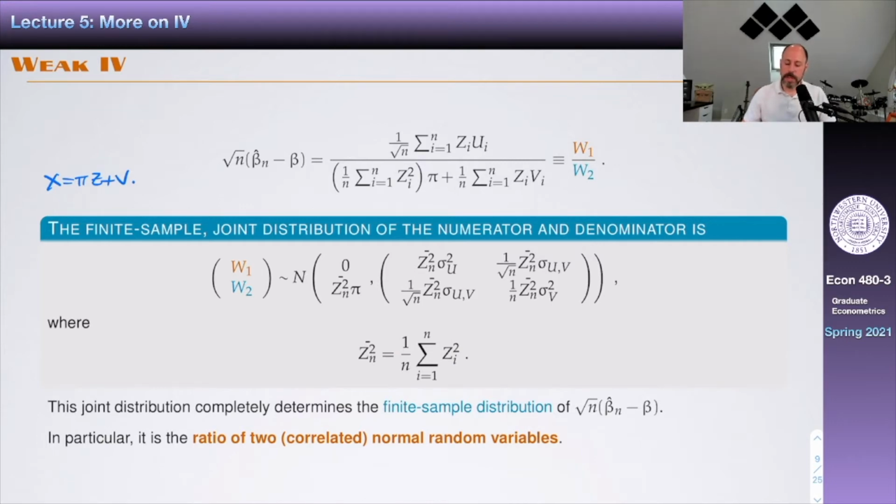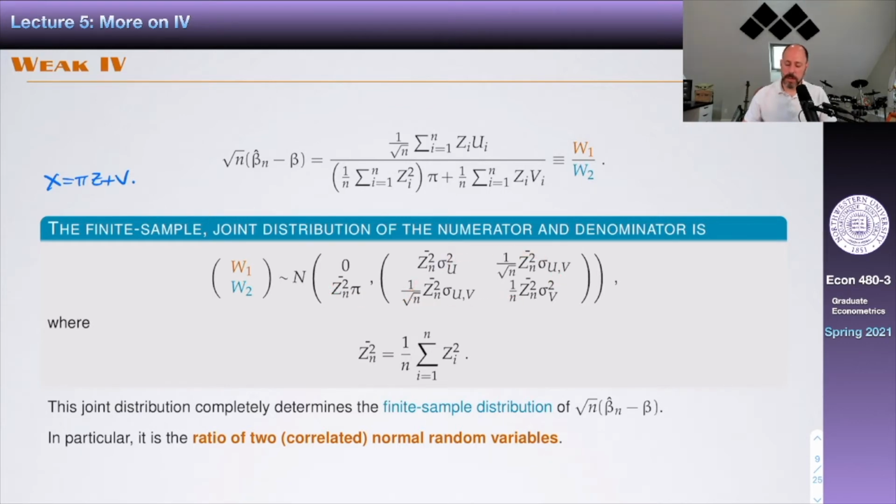But first, notice that then I can say that the finite sample distribution of the IV estimator, recentered and rescaled, equals the ratio of two random variables. They are W1 and W2 here in the notation. It doesn't matter, I'm just labeling them. And so the joint distribution of these two random variables is normal. W1 has mean 0. W2 has mean z bar squared pi. And they have a variance covariance matrix.